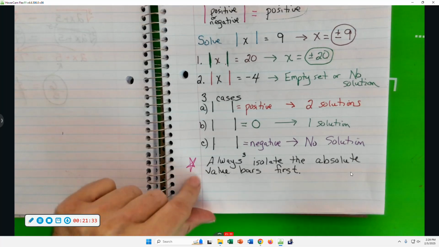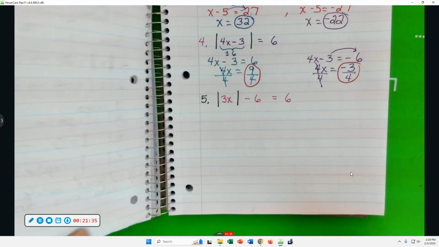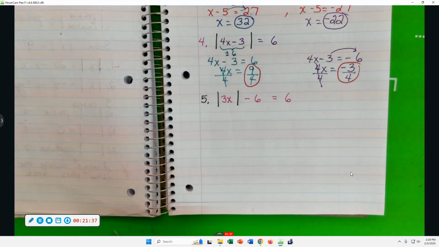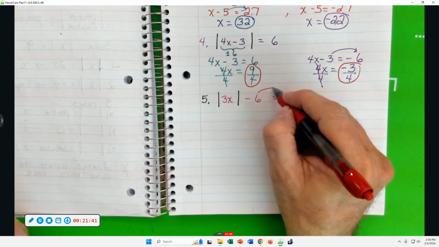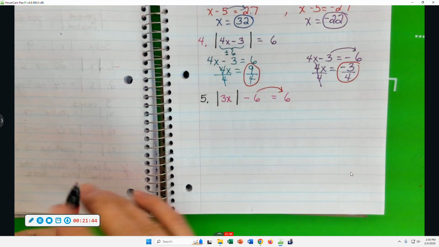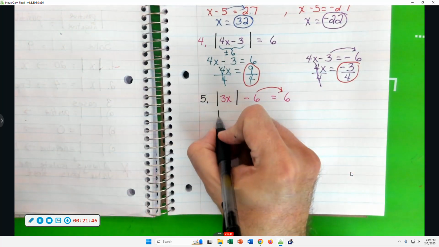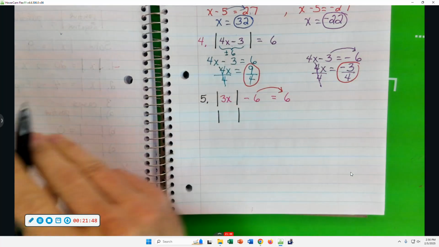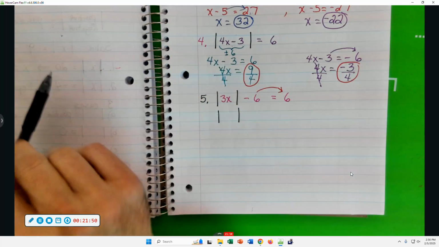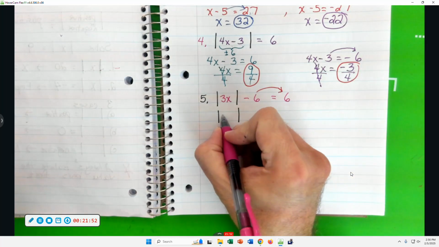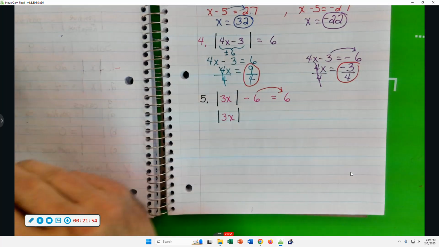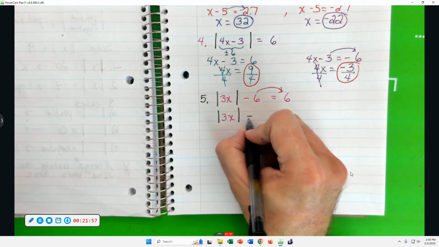So, isolate the absolute value bars first, and I heard add 6. Is that what I heard? So I'm just going to move the 6 over. If you want to write plus 6. So we have absolute value of 3x equals... what have we got on the right side? 12. I agree.